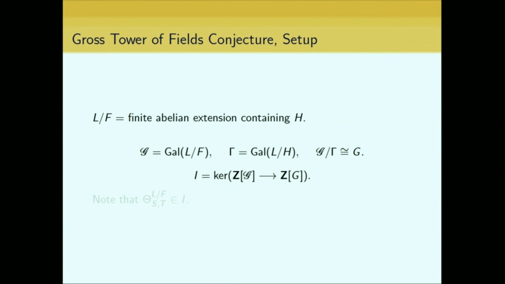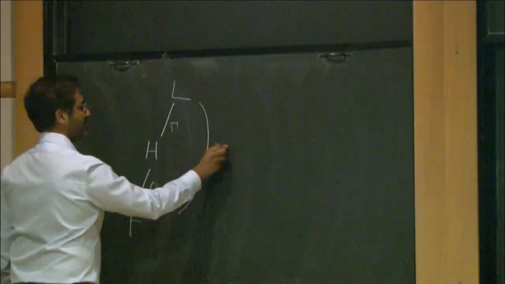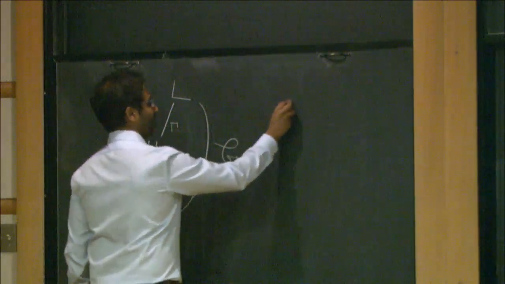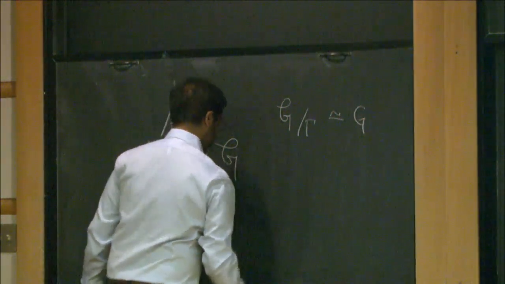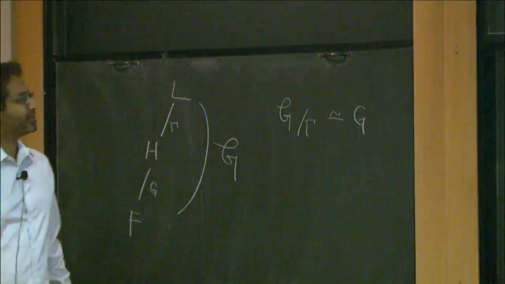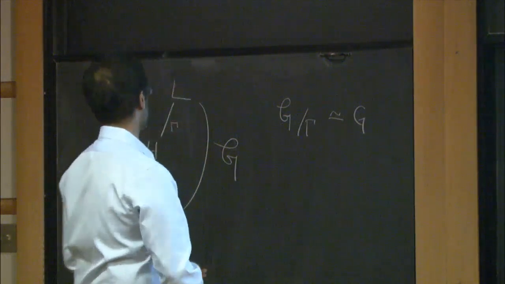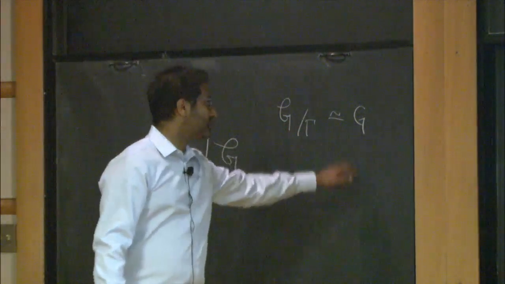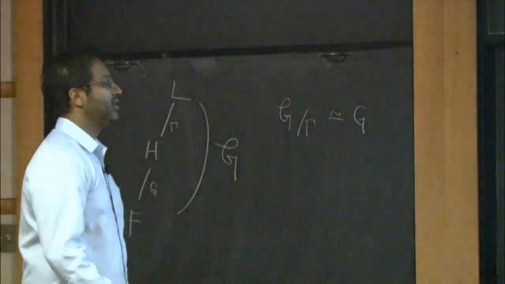So maybe, since the slides will advance, it'll be convenient if I draw some words. So I have L, I have H, and I have F. This is G, this is gamma, and by Galois theory, G implies gamma. Okay, so that's my setup. And I is what's called the relative augmentation. Of course, there's a natural map from script G to normal G, and that is called the augmentation.